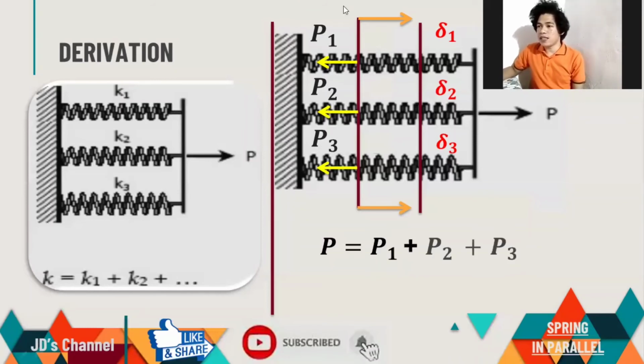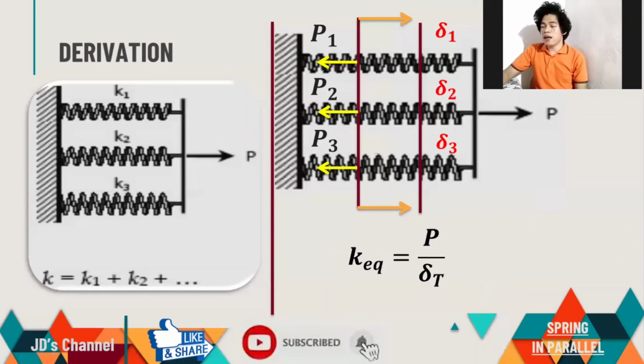Lahat ng forces, okay, or yung force na in-apply natin dun sa certain body, kapag siya ay naka-parallel, is equal dun sa individual resistant force na in-apply ng body against dun sa ating applied force. Okay? Ayan, so yun yung value ng P. Okay?